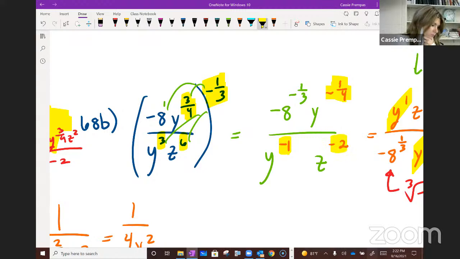Oh, did you just reduce it? I multiplied. 3/12? Yes. Okay. Yep.